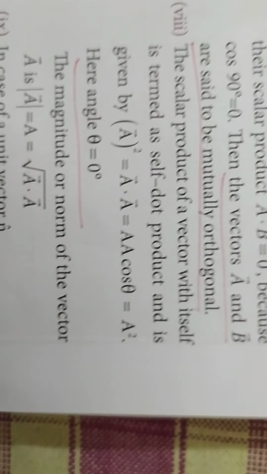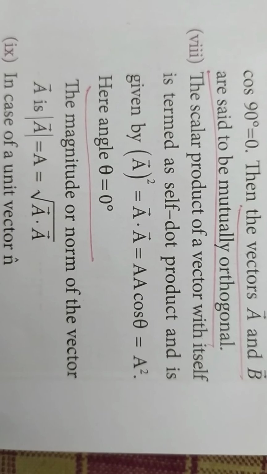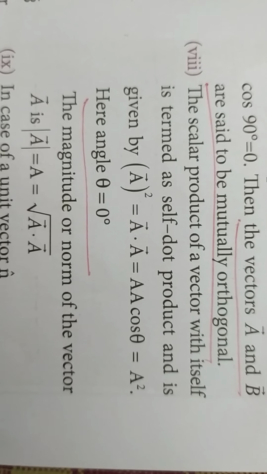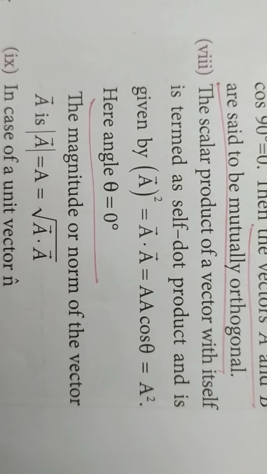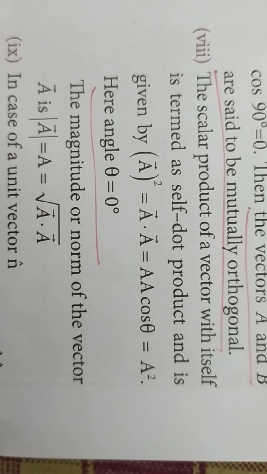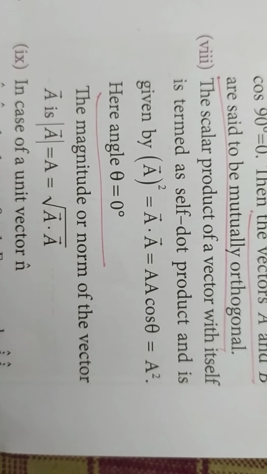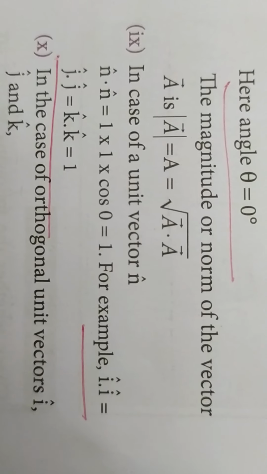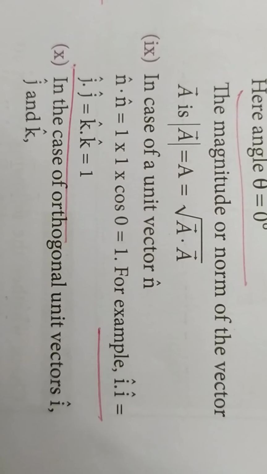Orthogonal means perpendicular. Then self dot product, that is, a vector is multiplied by the same vector. A vector dot a vector is equal to aa cos theta. Here it becomes a square, because the angle theta is equal to 0. And the magnitude a is given by the square root of a vector dot a vector.